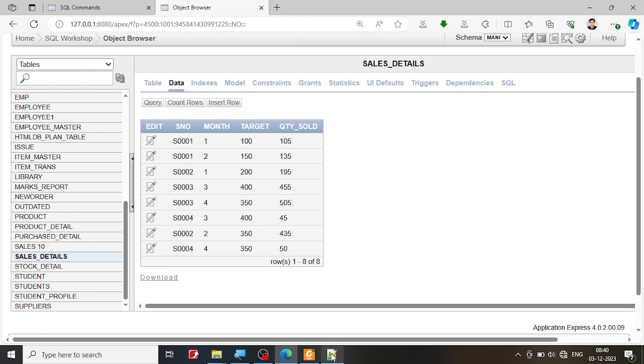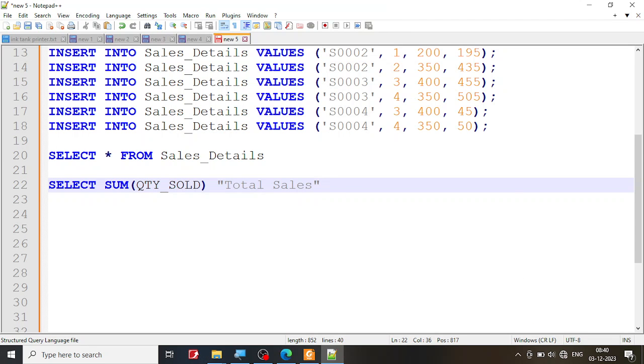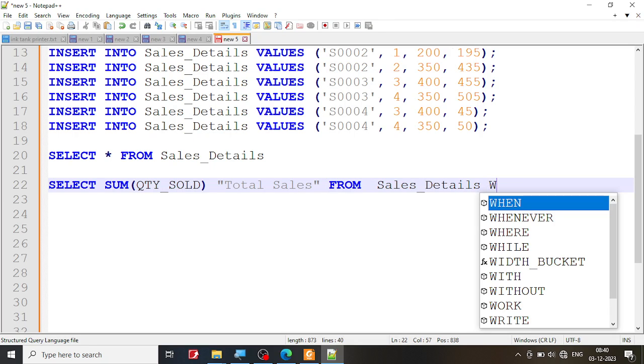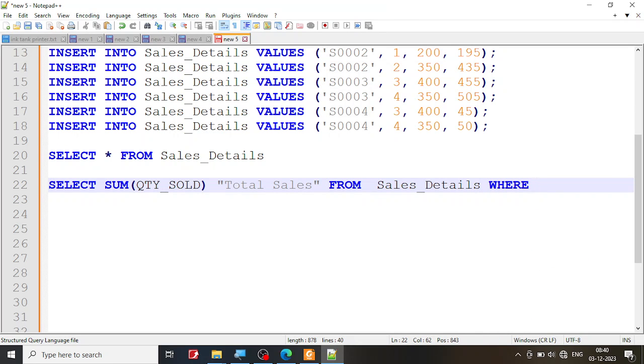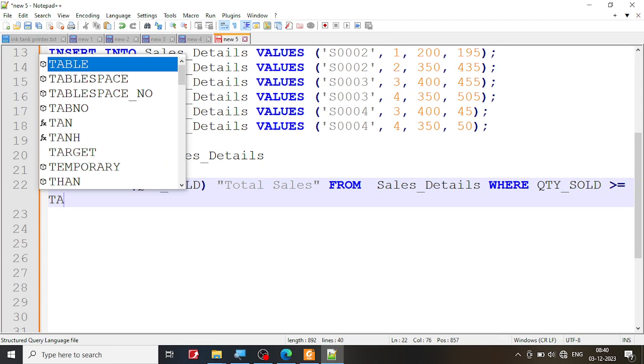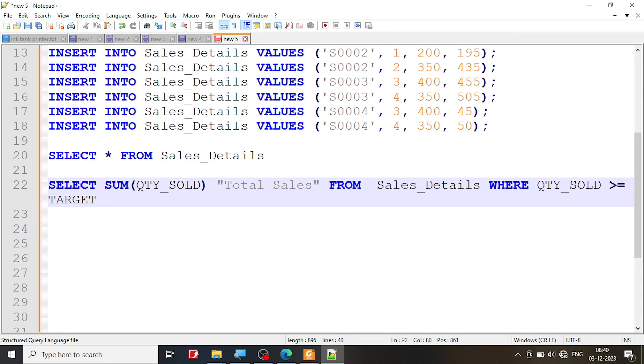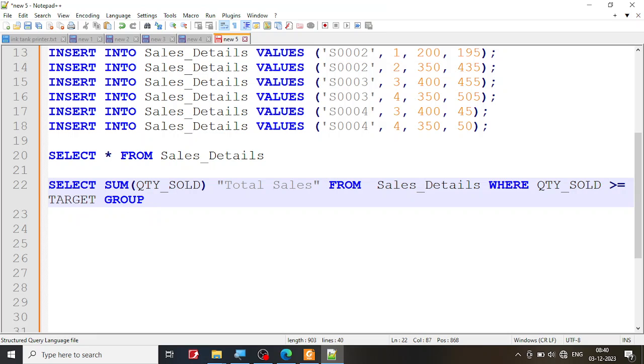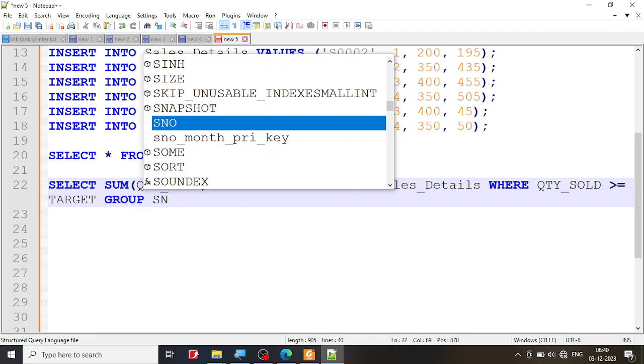So let's try to write this. Definitely we need to write this from sales details. This is the table name, sales detail, where what is the condition? Where the quantity sold must be greater than or maybe equal to the target. Equal to means you have reached the target, and greater than means you have exceeded the target. That is the meaning of it. And I have already told you, you need to group them by their serial number. This is what you're going to do.